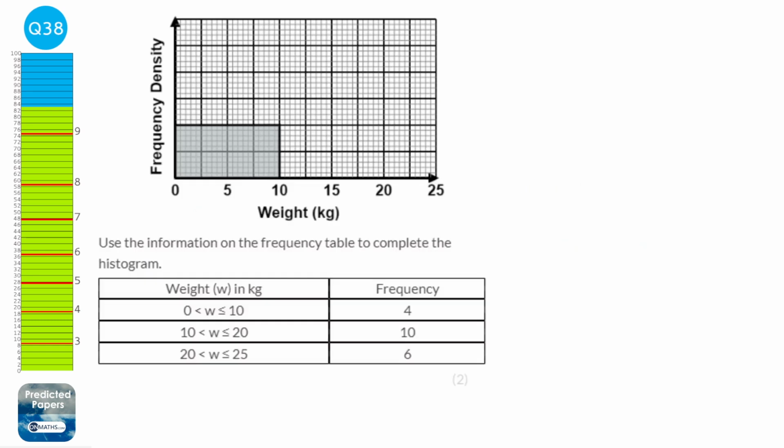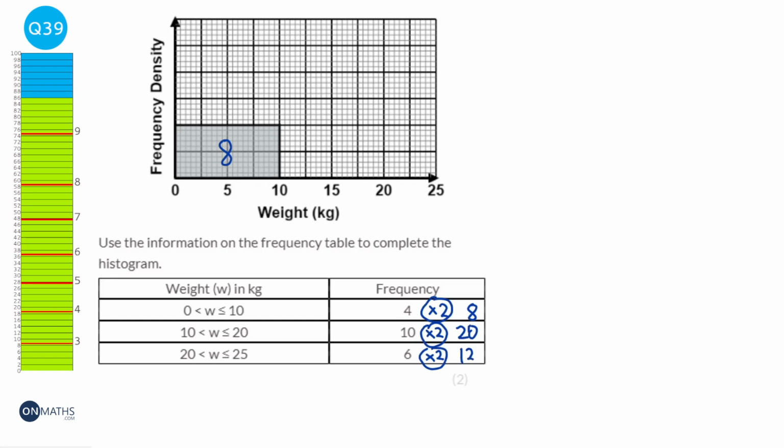43.3. So we can see that there are 8 squares in the first bar, and that represents a frequency of 4. So if you look at what we do to get from 8 to 4, or 4 to 8, we obviously times it by 2. So we're going to do that to the other frequencies. We're going to times them by 2. And they'll tell us how many squares we'll need. So we'll need 20 squares and then 12 squares.